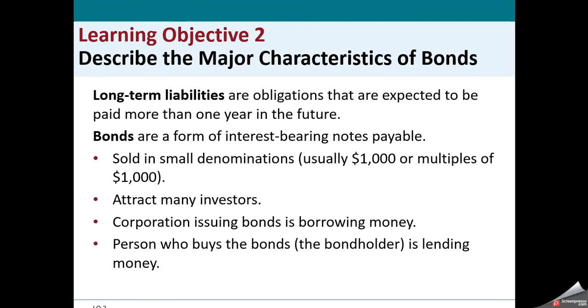So we have long-term liabilities. Those could be bonds, could be mortgages payable, could just be long-term notes, anything that goes beyond a year. So bonds are a very common one in corporations. It's another way for them to borrow money versus just getting a loan from the bank.